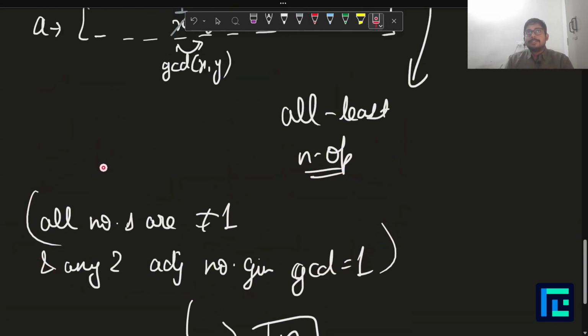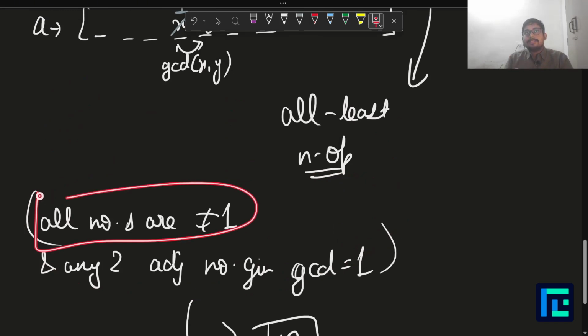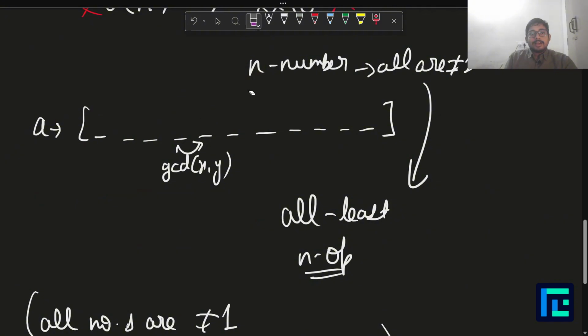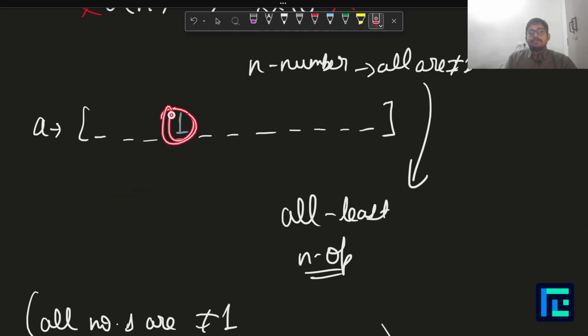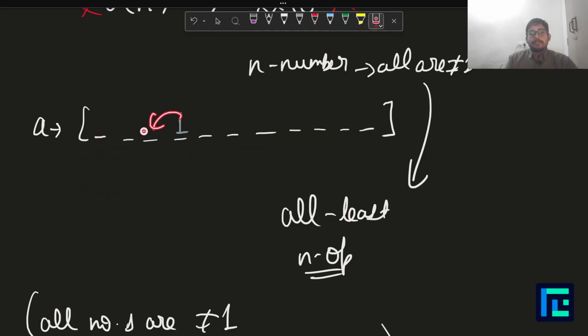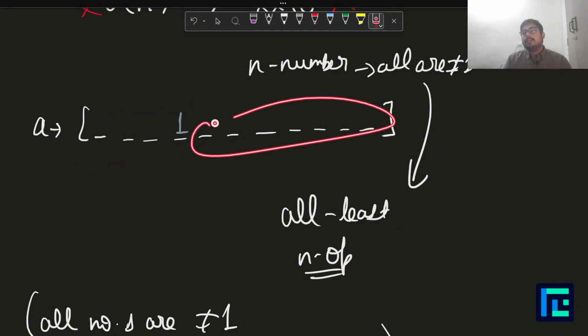Another case we can easily handle is when there is some 1 already present in the array. So if there is a 1 already present in the array, we can use this 1 to convert all the remaining numbers to 1. So if this is 1 and these are all not equal to 1, how many operations would be required? 1 operation, 2 operations, 3 operations. So apart from this number, for all the other numbers, one operation would be required to convert them to 1.